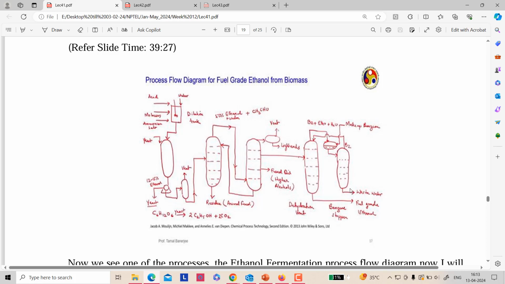and then it goes into the final reactor from where wastewater is collected. So this is the flow chart for fuel grade ethanol production from biomass. You have to remember the flow charts very carefully. Questions will come from the flow chart also, so be very careful with the flow chart and the process.